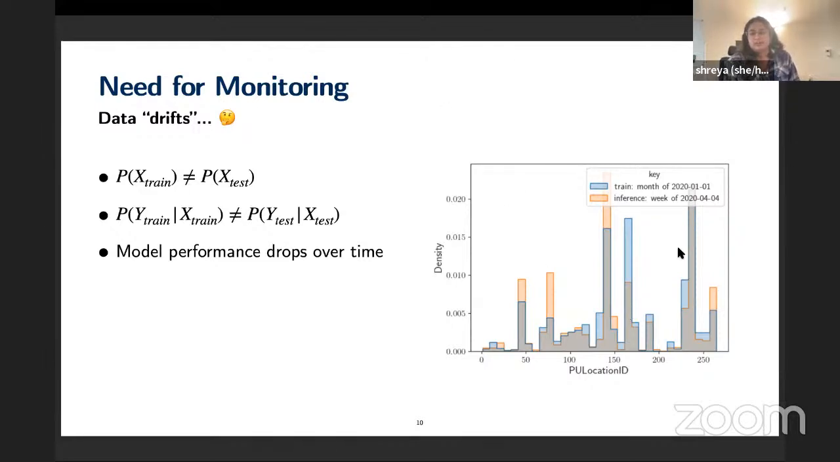And here is an example of a figure I think that we have in the paper, where we use the New York City taxi cab data set and analyze how distributions of features change over time.